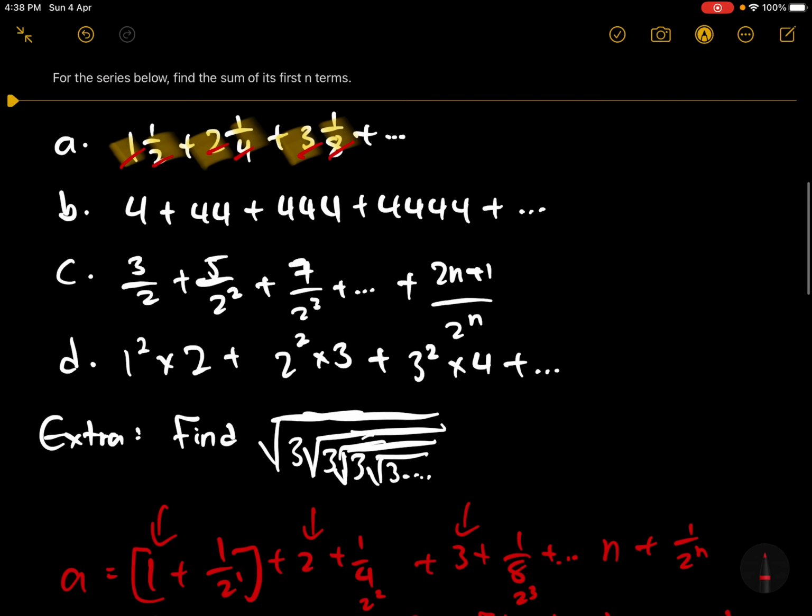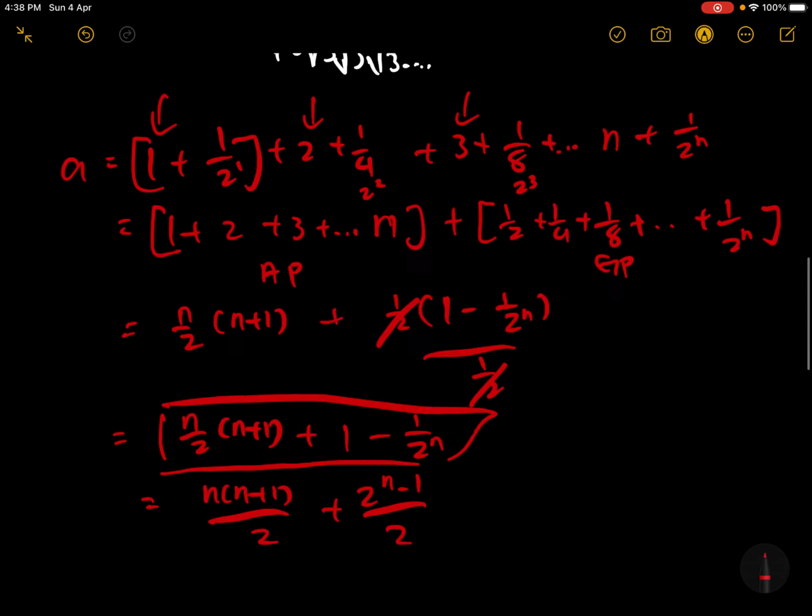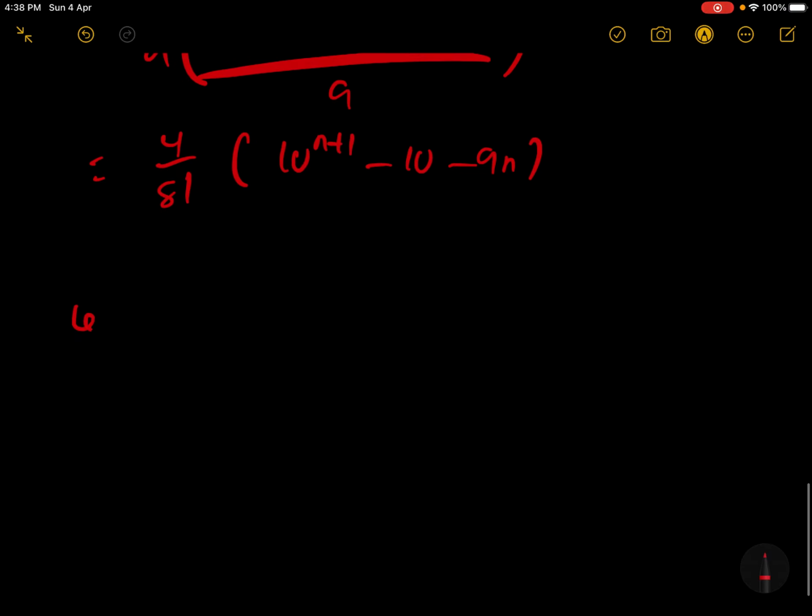How about C? C is different. So for C, we want to let Sn be this term. So let Sn equal 3 over 2 plus 5 over 2 squared plus 7 over 2 cubed plus dot dot dot plus 2n plus 1 over 2 to the n.